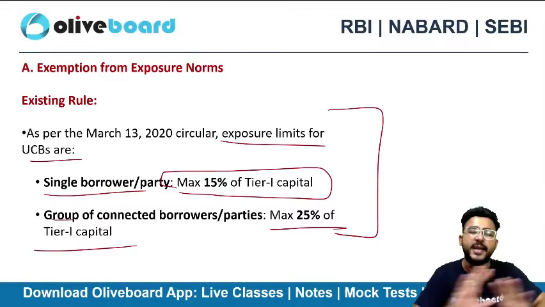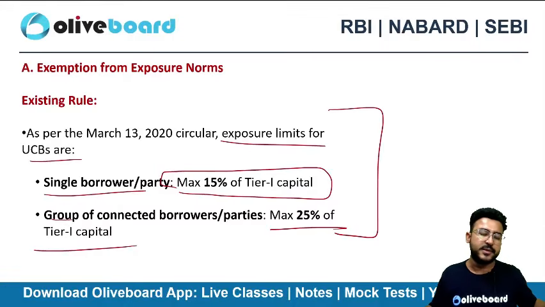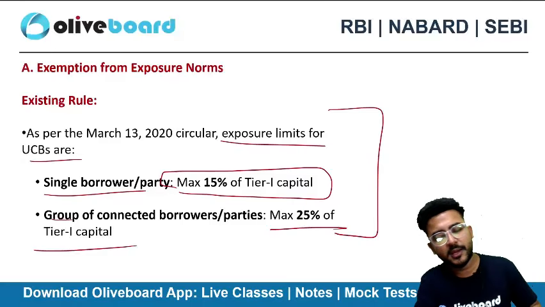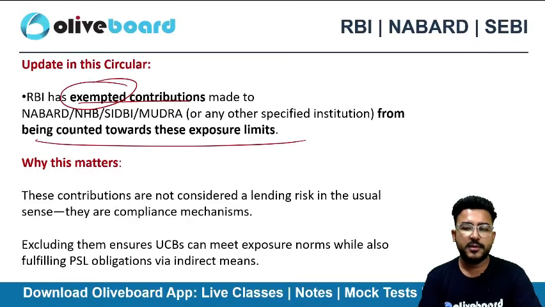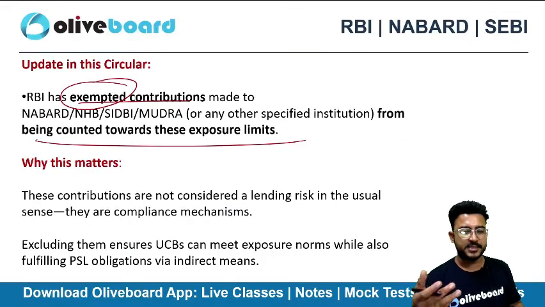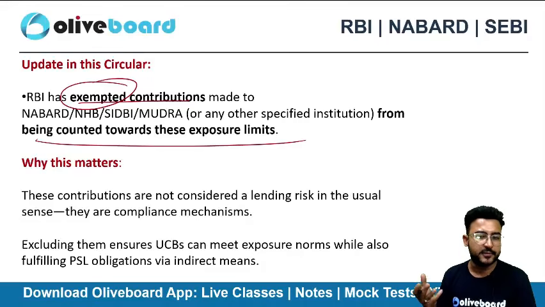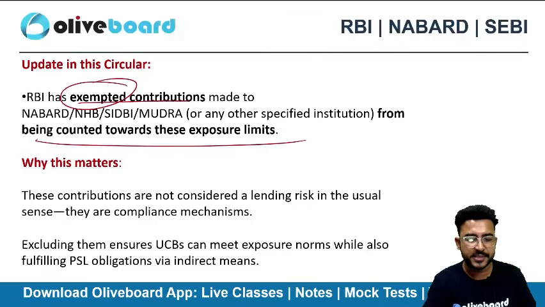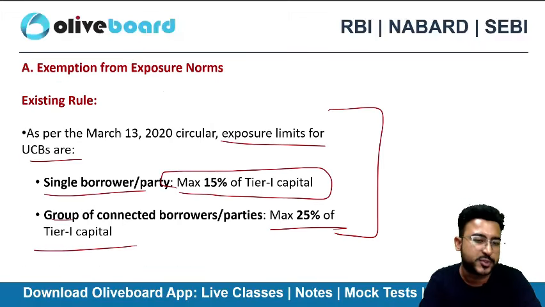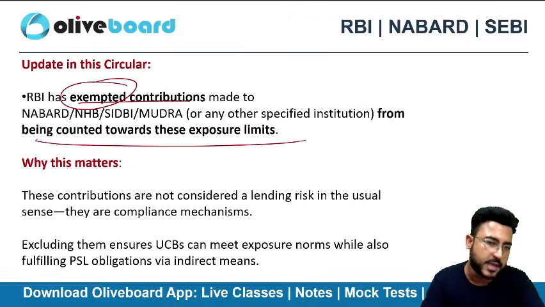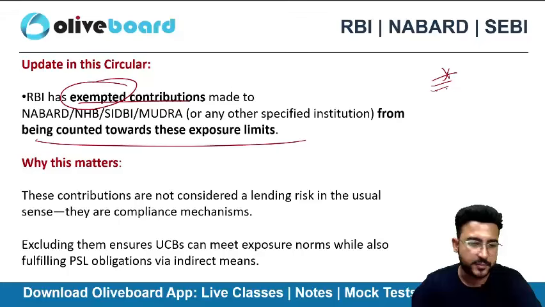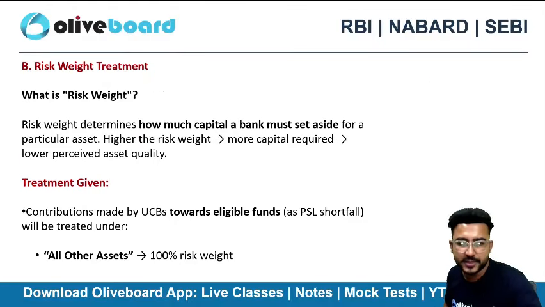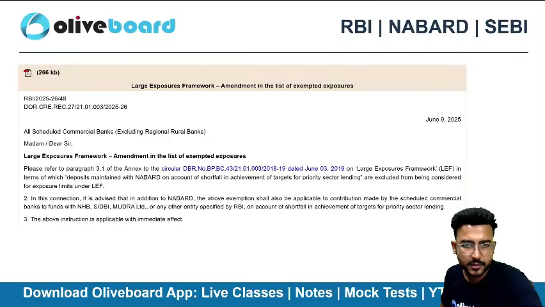So this limit will remain fresh only for you guys. 15% for a single party, 25% for a group of parties. Why? Because this is for the PSL shortfall. This was not an investment. This is for the PSL shortfall. That's why we are doing it for a good purpose. Why did RBI update the circular? So that it does not exhaust the limit. So please do remember this thing, that this contribution won't be counted in this limit. Right?